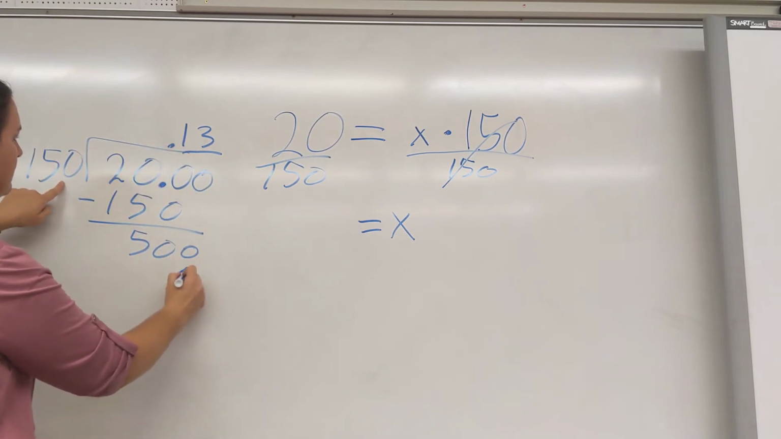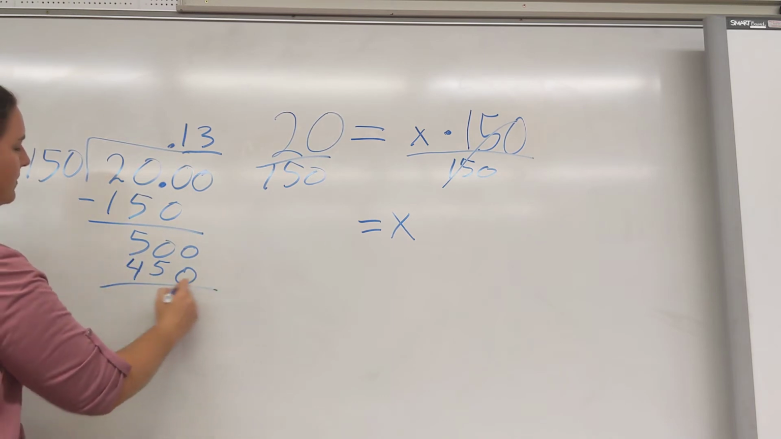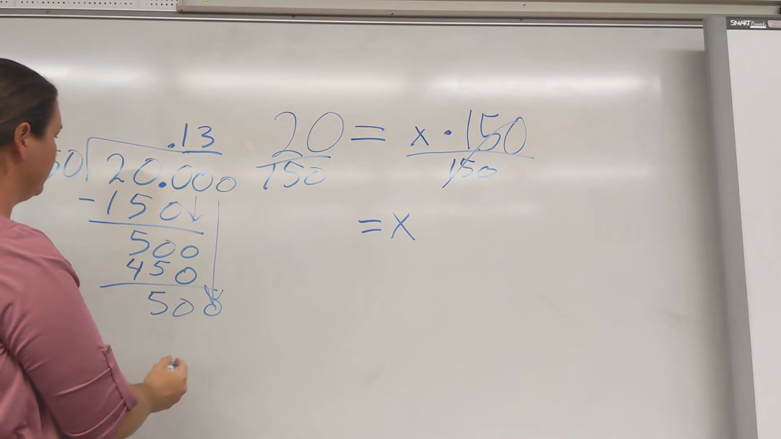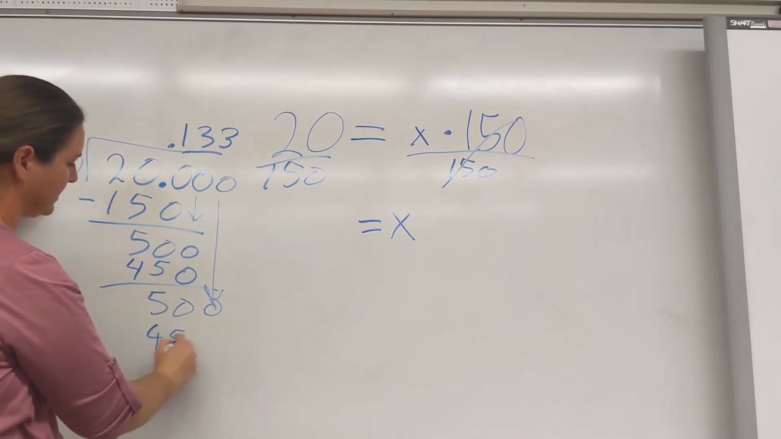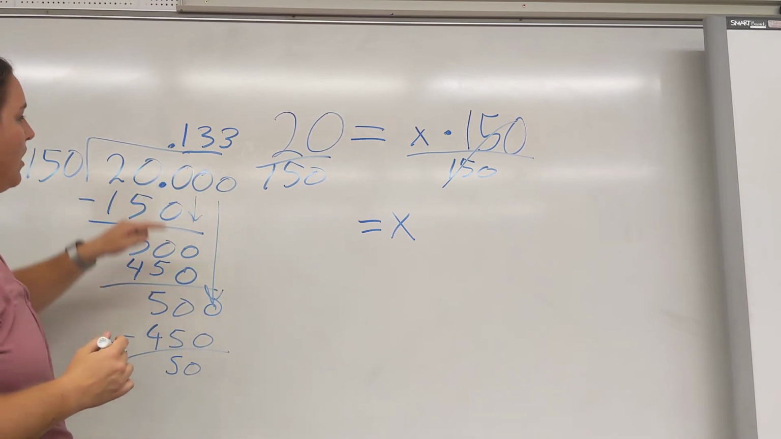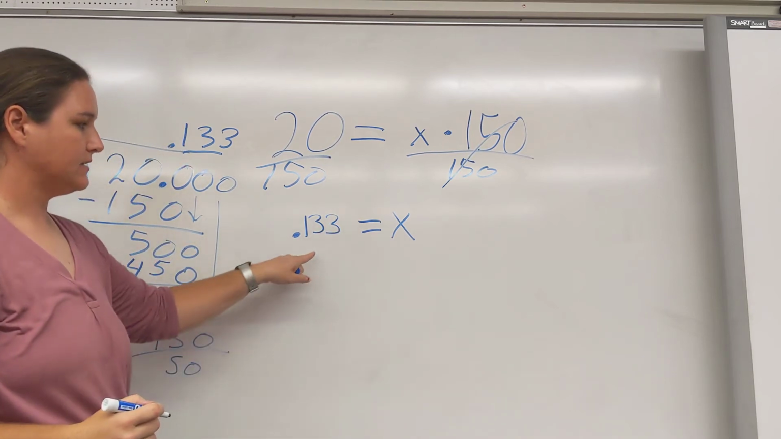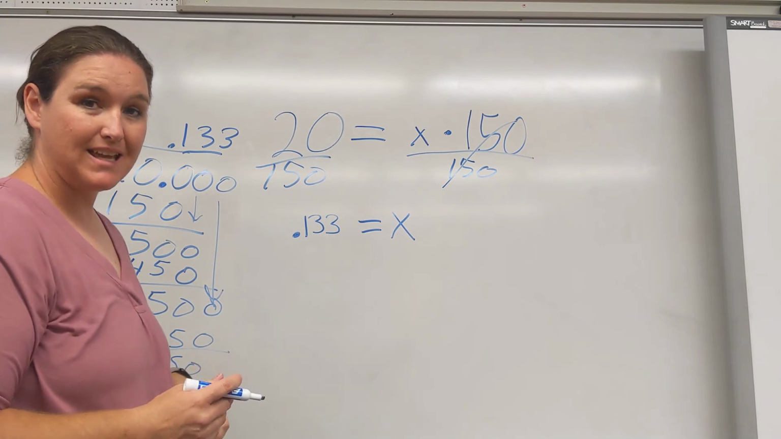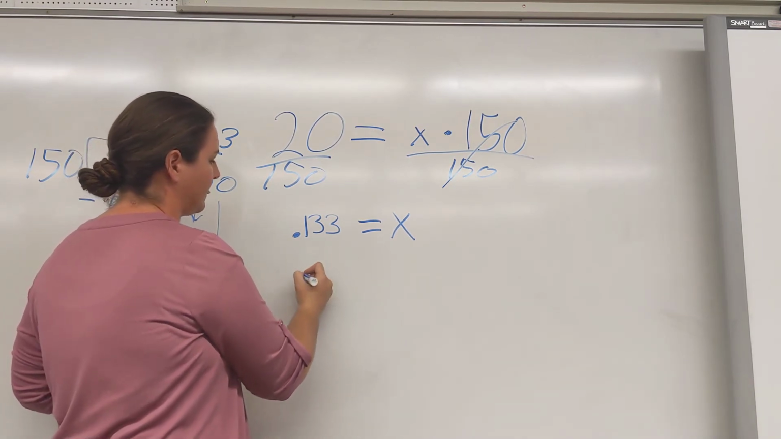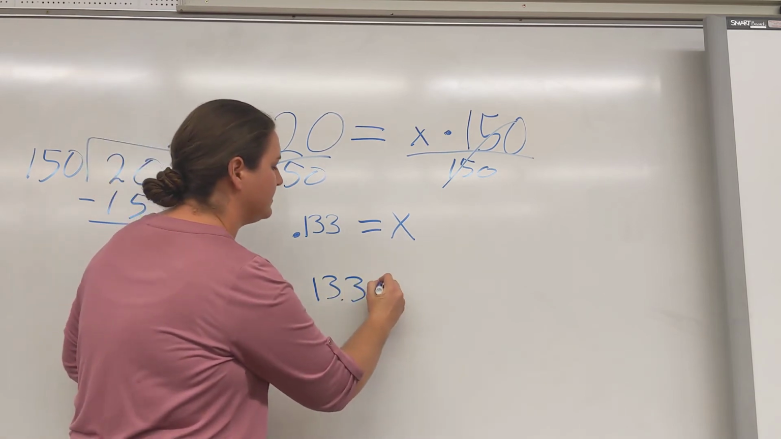150, 3 times 0, 3 times 5 is 15, carry the 1, 3 times 1 plus 1 is 450. Looks like we have another 50. So we're going to bring down our 0. And again, same thing, 450. Now, we're not going to continue on here, okay? Because this is as far as we need. What is a percentage? If it's written like 0.133, that's not a percentage yet. When we do a percentage, we multiply it by 100, because you want 100%. So our percentage then is 13.3. And this is a percent.